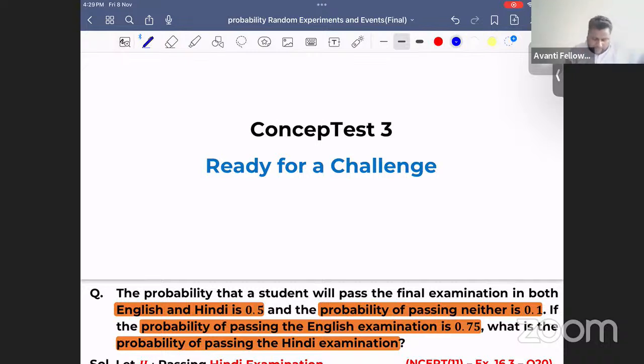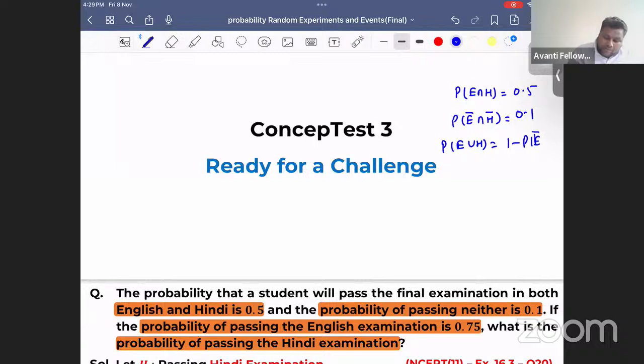Let's do it. The probability that a student will pass the final examination in both English and Hindi is 0.5. So the probability of E intersection H, passing in both, is 0.5. The probability of passing in neither, neither in E nor in H, is 0.1. So the probability of E union H is 1 minus the probability of E complement intersection H complement. So 1 minus 0.1, it is 0.9. Got it?